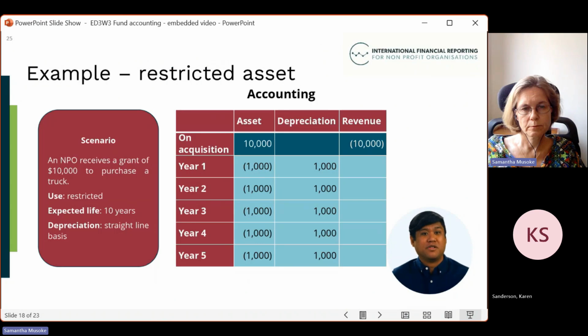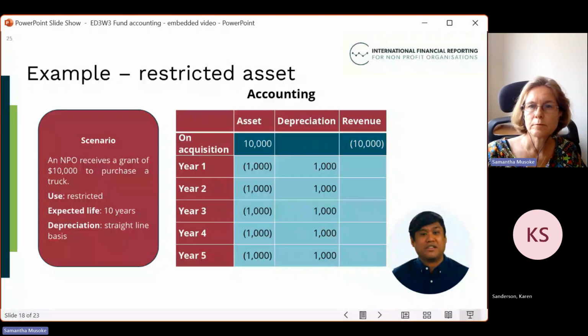An NPO is given a grant of $10,000 to purchase a truck. The grant is an enforceable grant agreement, so revenue is recognized as the NPO fulfills its obligations. The grantor requires that the truck is used only on the outreach program, which is due to last for 5 years. Revenue of $10,000 is recognized when the truck is purchased. The truck has an expected life of 10 years and is depreciated on a straight-line basis. The truck is shown in the balance sheet as an asset at its purchase price. In each subsequent year, a depreciation expense of $1,000 is charged, and the carrying amount of the asset is reduced.